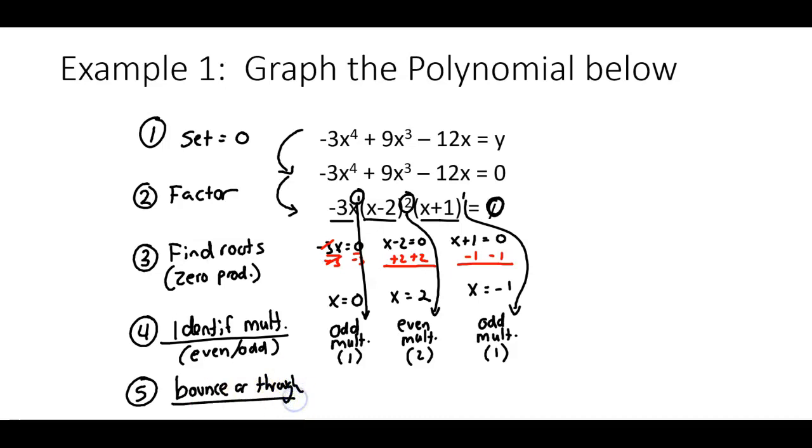Does it bounce off of that root or does it go through? Well, since this is an odd multiplicity, it goes through that root. Since this is an even multiplicity, it will bounce off of that root. And since this is an odd multiplicity, it will go through the root. So I'm going to draw an arrow from here to here just so we'll know why we're saying those things. Okay? Odd goes through, even bounces.